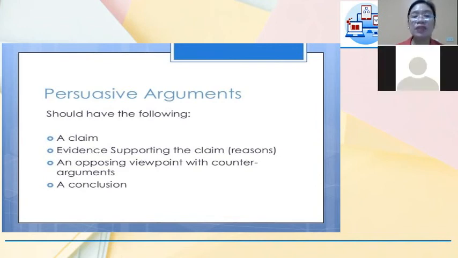Persuasive arguments should have the following. First, there should be a claim. Okay, and then evidence supporting this claim or these reasons. It is very important to have this supporting evidence to support what you are saying. And then an opposing viewpoint with counter arguments, and of course, a conclusion.